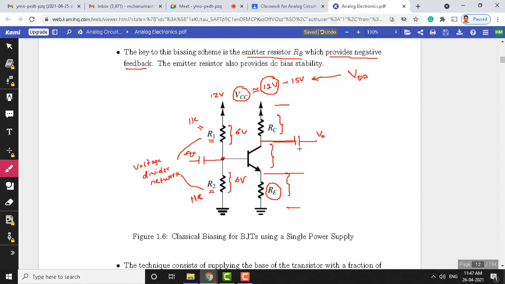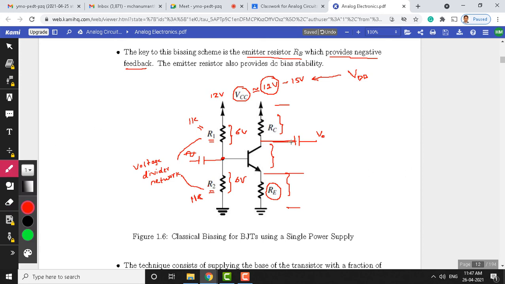Okay, so these coupling capacitors are used at both input and output, and there are even bypass capacitors also. If you connect all those capacitors across this circuit, that becomes an amplifier circuit. Since we are discussing this under DC, these capacitors will not be used here, that is why we do not show these capacitors.